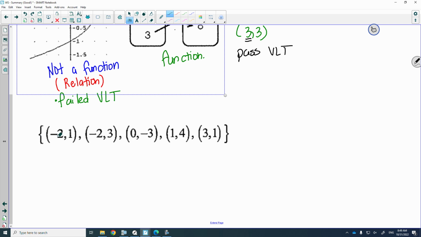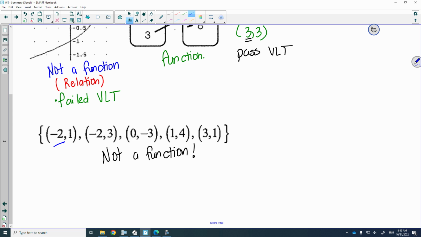Gabriel, what would you say about this one? Not a function. Okay. So this guy's not a function. Where would it fail? Like, where would it fail the vertical line test? That's right. It would fail right here.